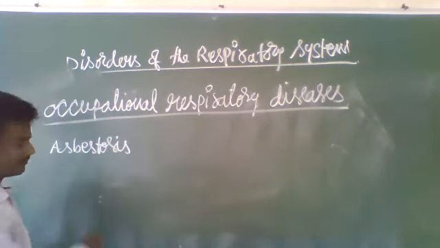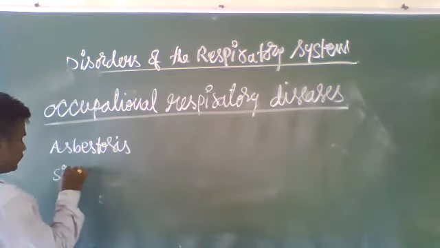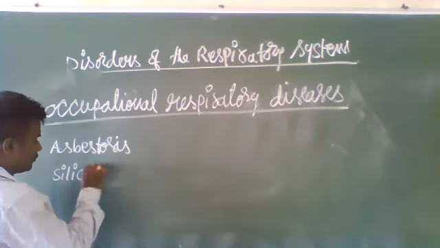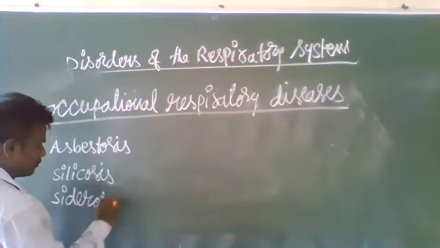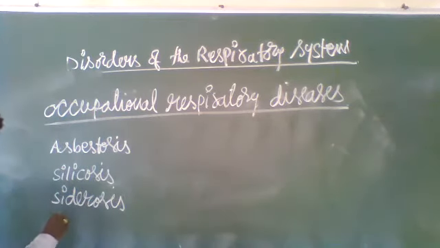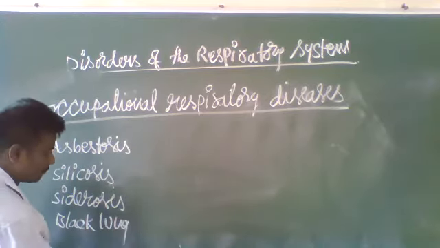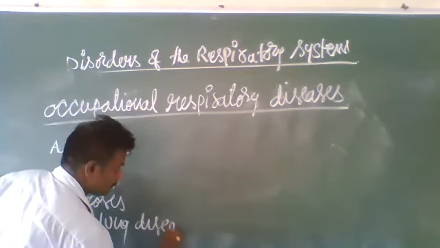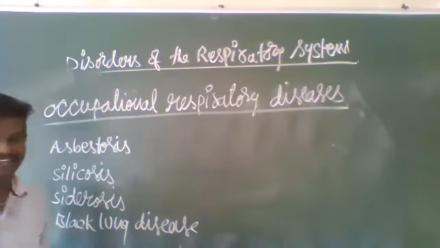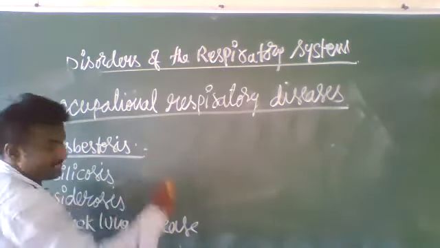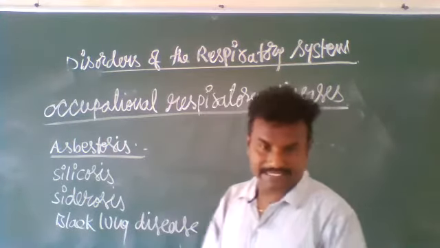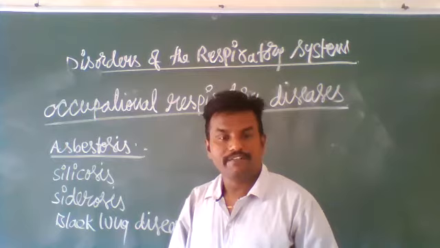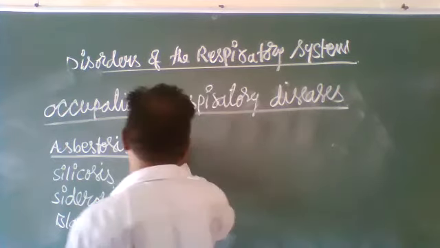See here, first one is asbestosis. Silicosis. Siderosis. Black lung disease. Asbestosis: the people who are working in cement industries, such people will be exposed to asbestos dust.